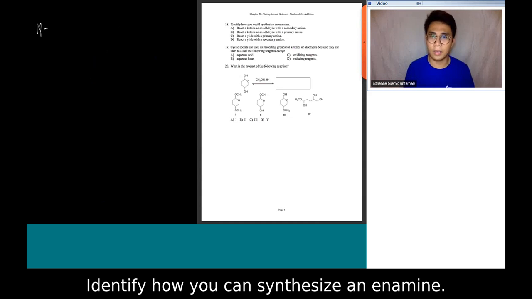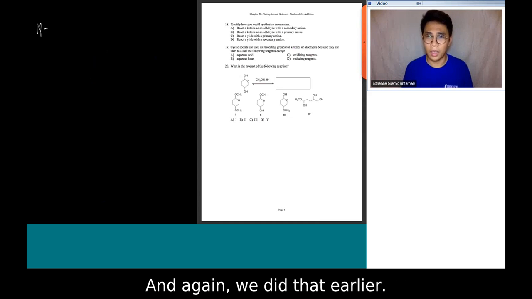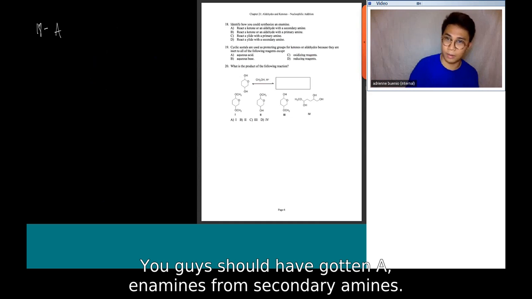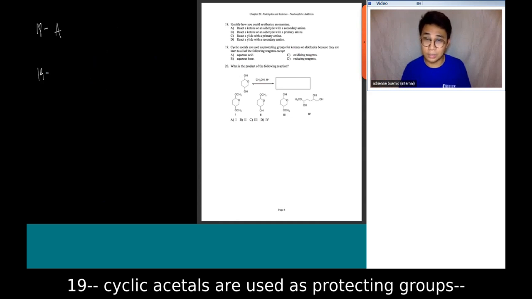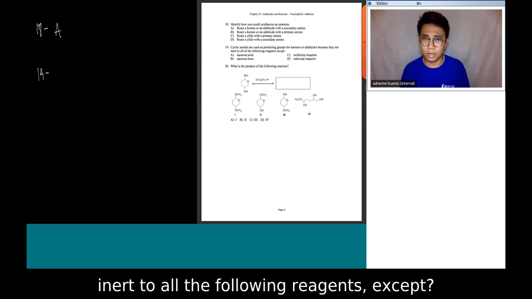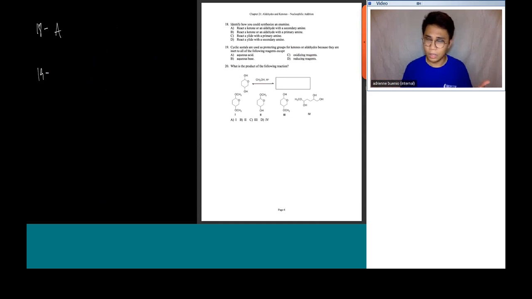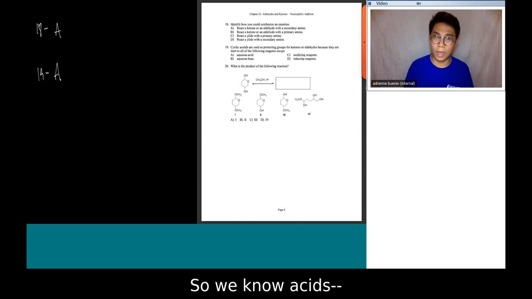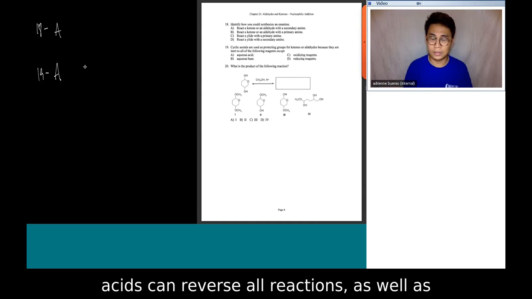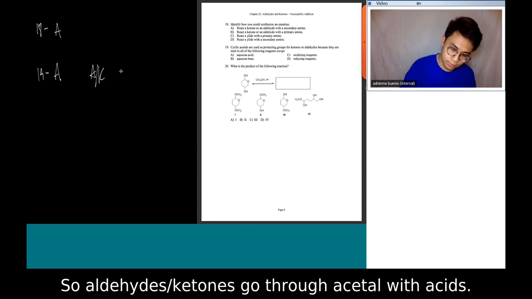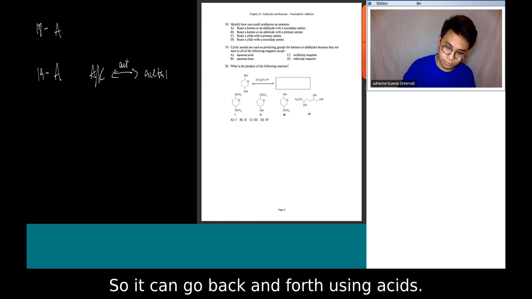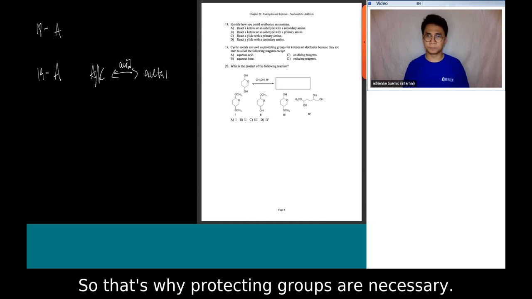Okay. 18. Identify how you could synthesize an enamine, and again, we did it earlier. You guys should have gotten A. Enamines from secondary amines. Not a big deal. 19. Cyclic acetals are used as protecting groups, which is what we saw, for ketones and aldehydes because they're inert to all the following reagents except acids, right? We know acids can reverse reactions as well as go through reactions. Aldehydes and ketones go through acetal formation with acid, so we can go back and forth using acid. That's why protecting groups are necessary.